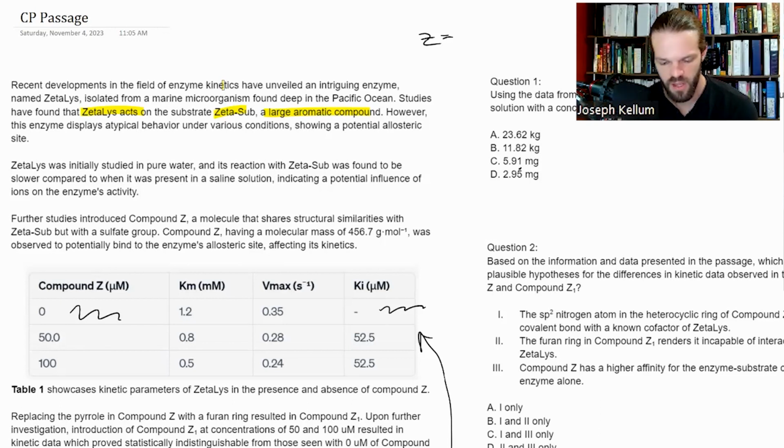All right, so it goes on to say zeta lyse was initially studied in pure water, and its reaction with zeta sub was found to be slower compared to when it's present in a saline solution, indicating a potential influence of ions on the enzyme's activity. Okay, so what that tells you is that the enzyme is more stable in saline than it is in pure water, which makes perfect sense. Like most biological enzymes are that way. So, I really don't care too much about that paragraph. That's just true of enzymes. They're more stable in saline.